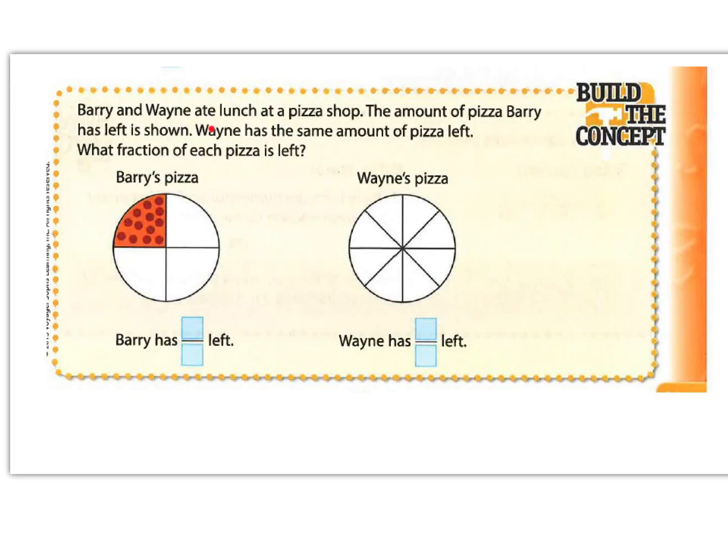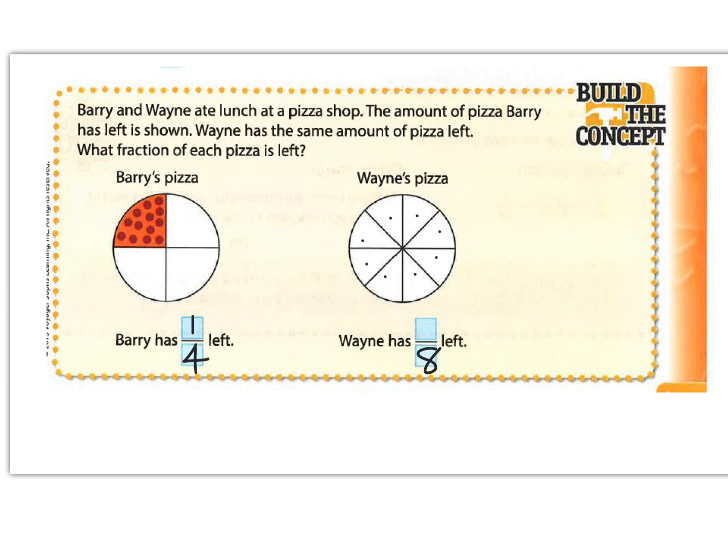This says, Barry and Wayne ate lunch at a pizza shop. The amount of pizza Barry has left is shown. Wayne has the same amount of pizza left. What fraction of each pizza is left? So, Barry's pizza was cut into 1, 2, 3, 4 pieces, and he has 1 of those left. Now, Wayne's pizza was cut into 1, 2, 3, 4, 5, 6, 7, 8 pieces.